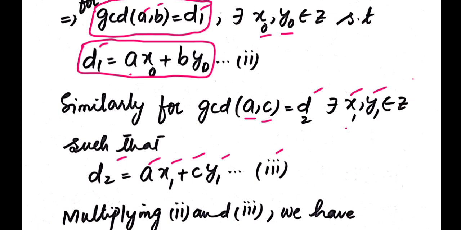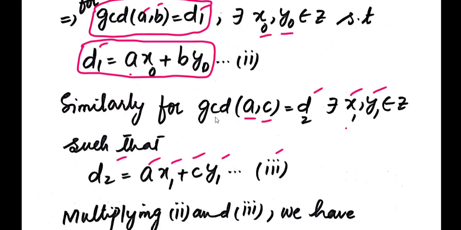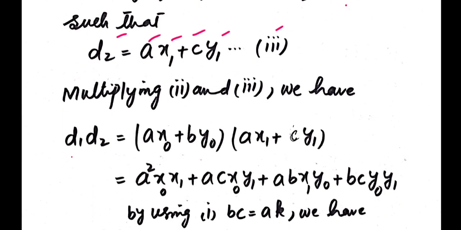Now I have to show that A divides D1 times D2. That is, this is a product of D1 and D2. That's why we are multiplying equations number 2 and 3. So multiplying equations 2 and 3, we have D1 times D2. This is the value of D1 and this is the value of D2. So when you multiply, we get this sum.